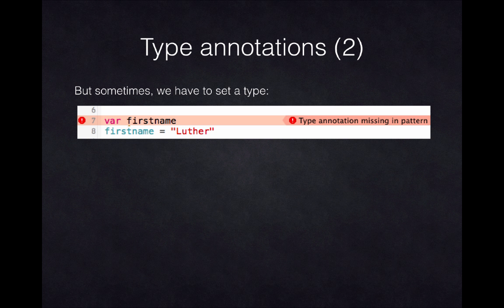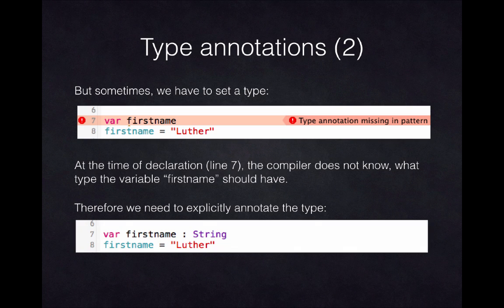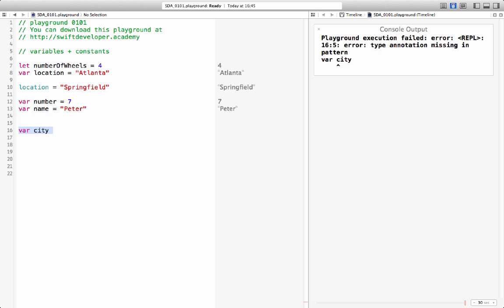Sometimes we must set a type, like in this case, where we declare the variable first name on line 7, but don't assign a value right away. The compiler does not know what value you will assign later, and so it complains with an error. And therefore, we need to explicitly annotate the type. In this case, it's a string.